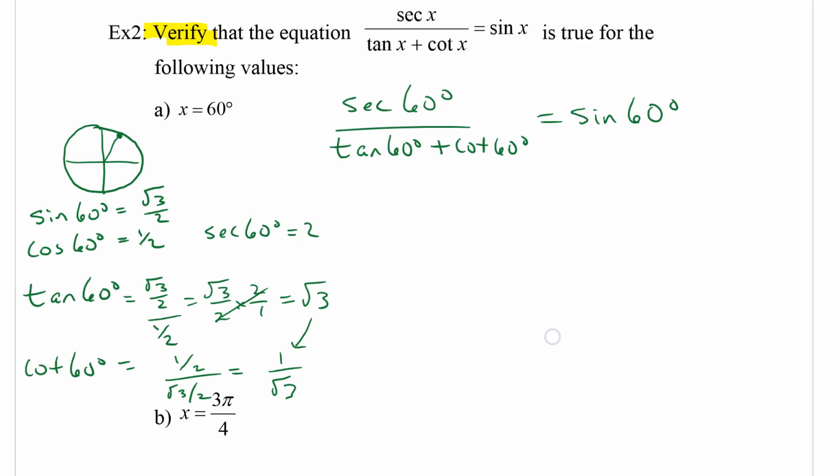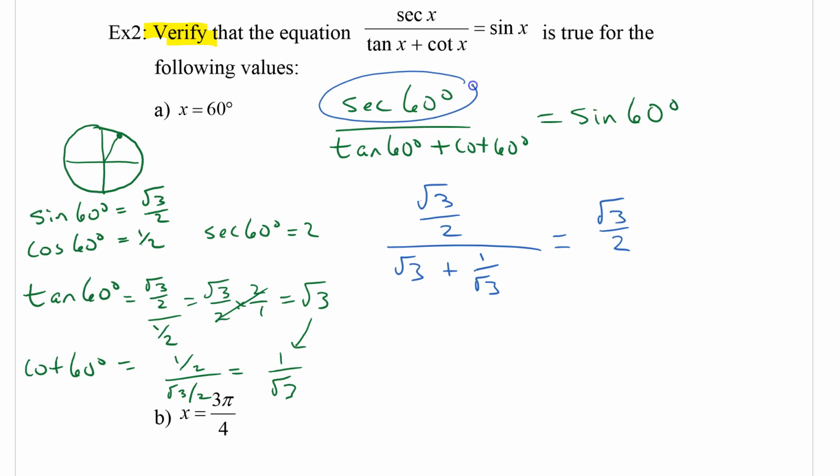So let's go in here and substitute them in. So the secant of 60 degrees was root 3 over 2, all over the tan of 60 degrees, which is root 3, plus the cotan of 60 degrees, which was 1 over root 3. And we're going to see if that is equal to the sine of 60 degrees, which is root 3 over 2. Oh, I think I made a mistake. I think this secant was supposed to be equal to 2, so I'll put this 2 up here. There we go.